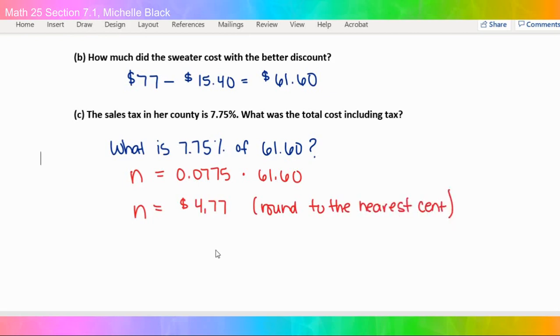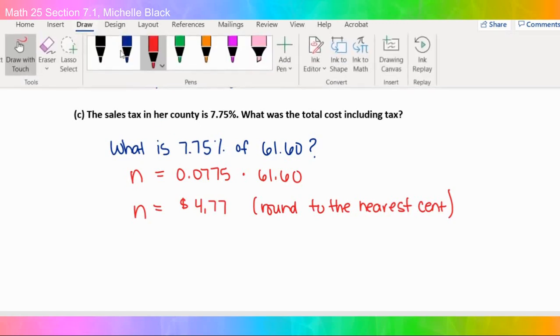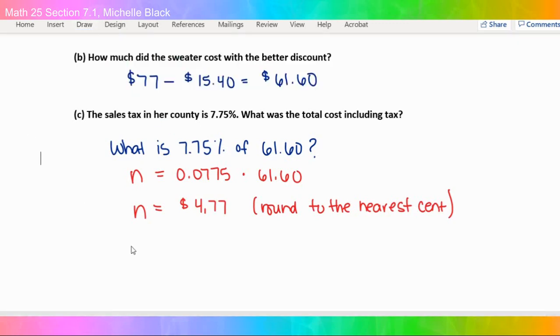All right, so the tax is going to be $4.77. In your calculator, you probably got 4.774, but I just rounded to the nearest cent since we're dealing with money. So now the total cost of the sweater with the sales tax, I just need to add these two quantities together. So I need the cost of the sweater with the discount plus the sales tax, which is going to give us $66.37.